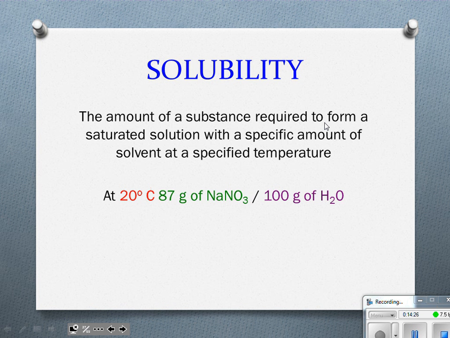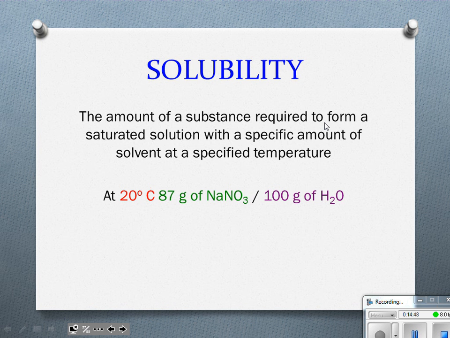So when we're looking at this solubility here, you're going to see something like this. And my three things are all in different colors. At 20 degrees Celsius, I can dissolve 87 grams of sodium nitrate per 100 grams of water. That is a solubility.